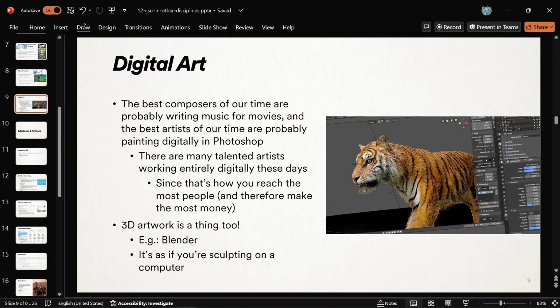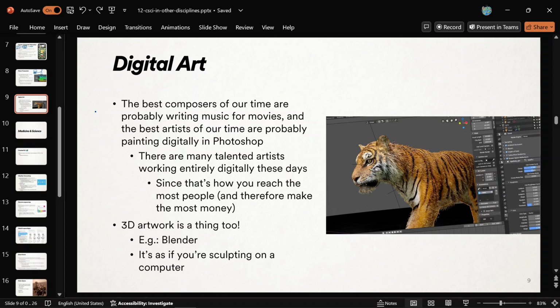So let's see here. You can do two-dimensional art, of course, right? You've got Photoshop, and you can also do three-dimensional art, right? I heard this quote on probably Reddit or Hacker News or something, but somebody said the best composers of our time are probably writing music for movies because that's where the money is, right? Just like the famous composers of 100 years ago were writing concertos and people actually went to them. Nowadays, people are writing music scores, and that's where the best people are. And then they said that the best artists are probably painting digitally in Photoshop or working for a game company, which is maybe true because that's where the money is, right?